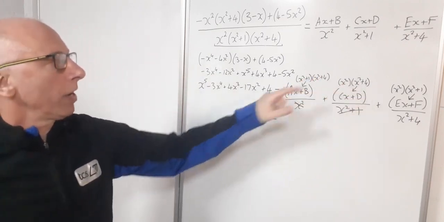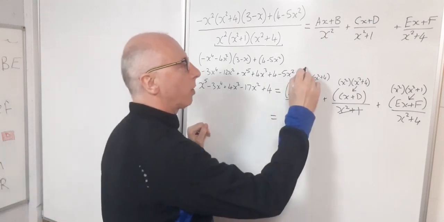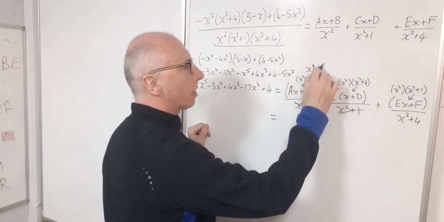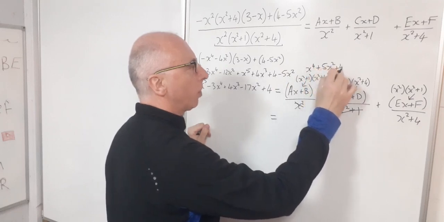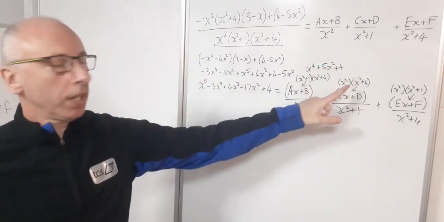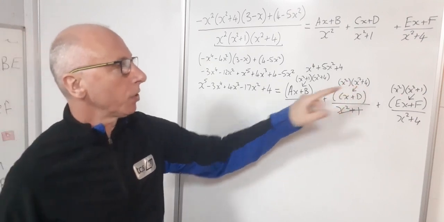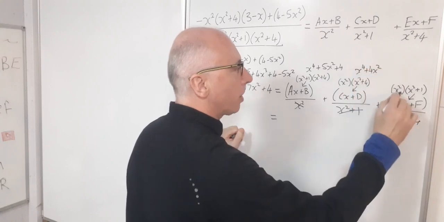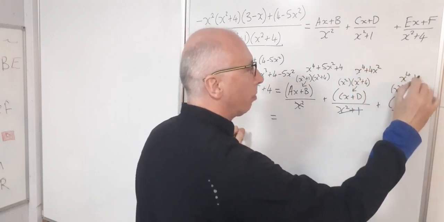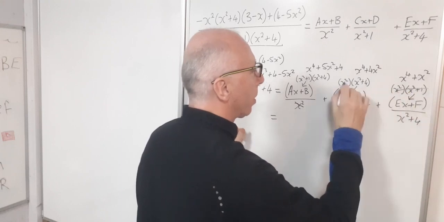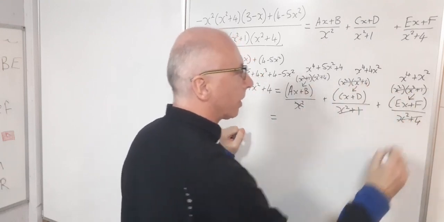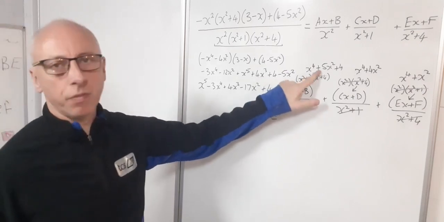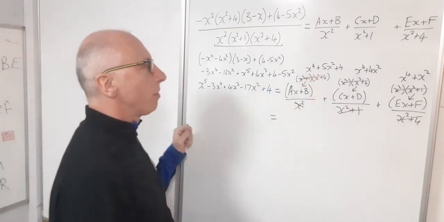So x squared plus 1 times x squared plus 4 will give me x to the 4 plus 5x squared plus 4. So that's that one. This one is a little bit simpler: x to the 4 plus 4x squared. And this one, very similar: x to the 4 plus x squared. So that's those ones calculated. Okay, so now all we need to do is multiply this one with this one. So let's go through that.